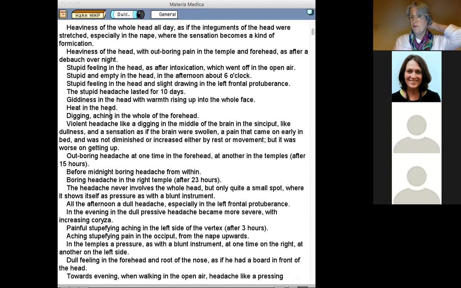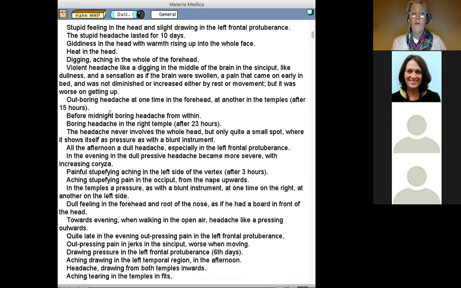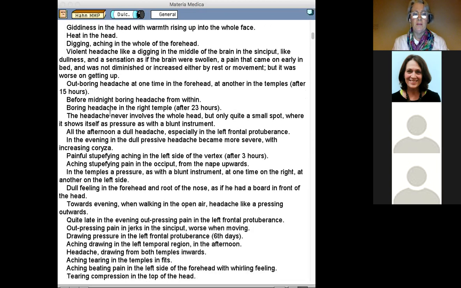And then stupefaction and headache and sensations in the head, aching in the whole of the forehead. Now, we don't know from his notes how many different people there were in the proving, although in the actual Materia Medica Pura book, it might say.